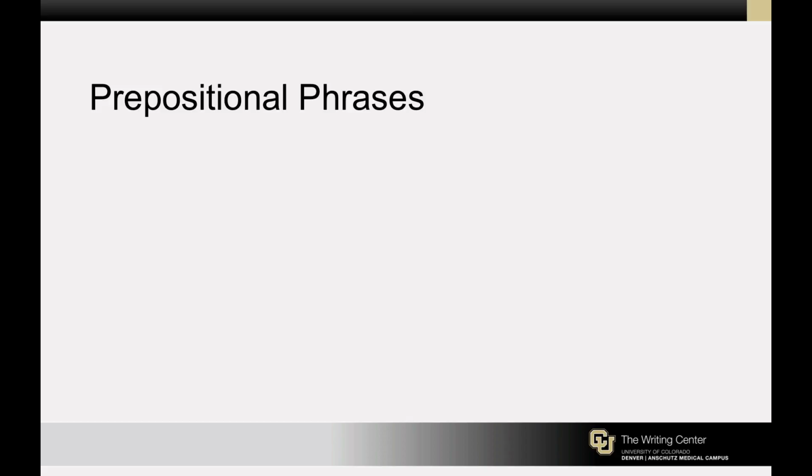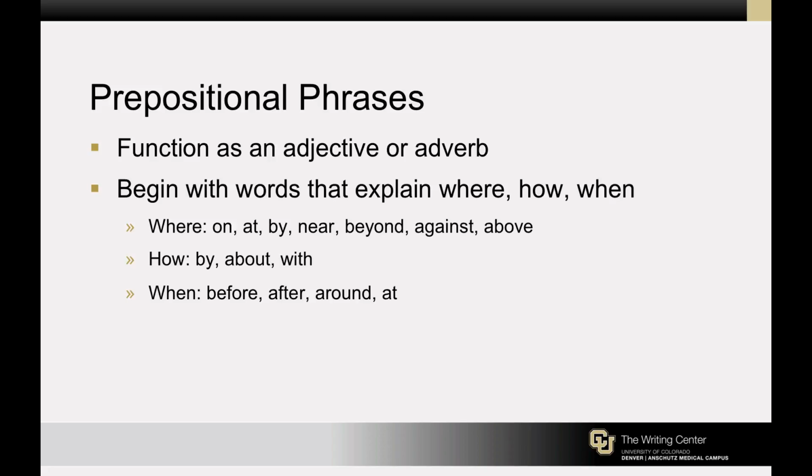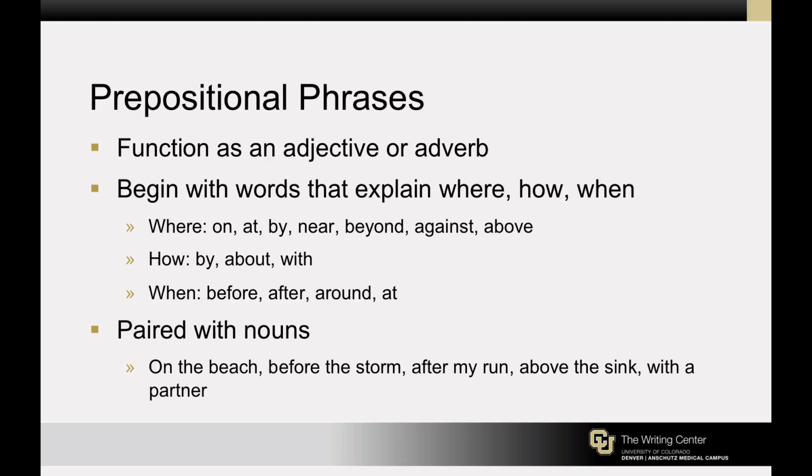In fact, they can be whole phrases, such as the prepositional phrase. Prepositional phrases are composed of two things. They begin with prepositions, words that explain where, how, or when, and end with nouns or noun phrases. Once we put these two elements together, we have a prepositional phrase that functions like an adjective or adverb because it gives us more information about nouns, verbs, clauses, etc. The English language has lots of prepositions, much more than we've listed here. For a more complete list, review our prepositions handout linked in the module.